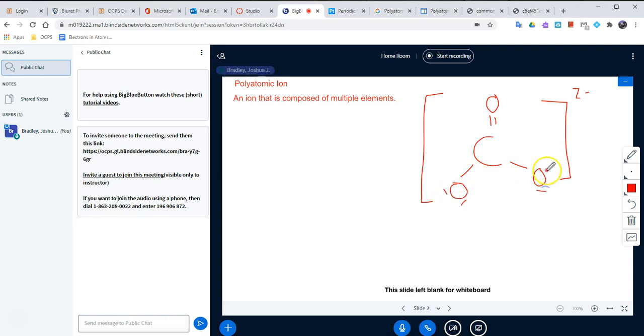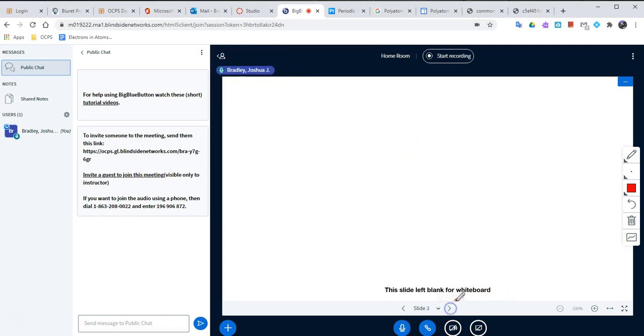If I don't draw these lines, it'll annoy me a little bit. So this is an example of a polyatomic ion. Now notice this ion has 1, 2, 3, 4 atoms in it. It is a many atomic ion. Now, let's work with this ion. This is going to be CO3, with a charge of 2 minus.